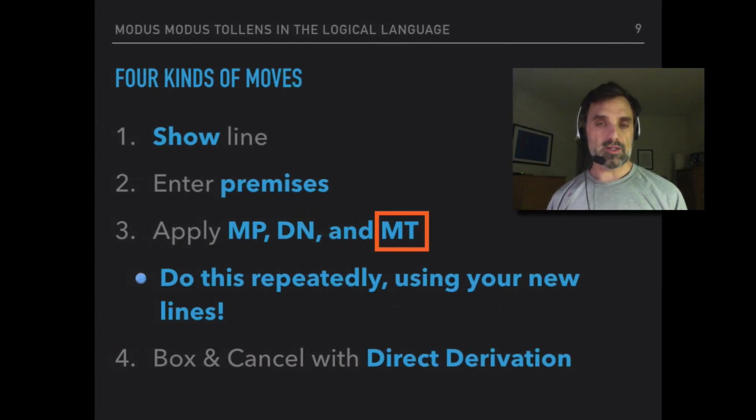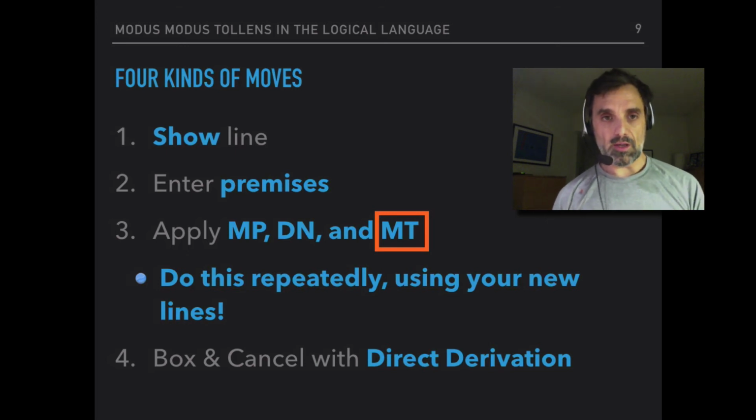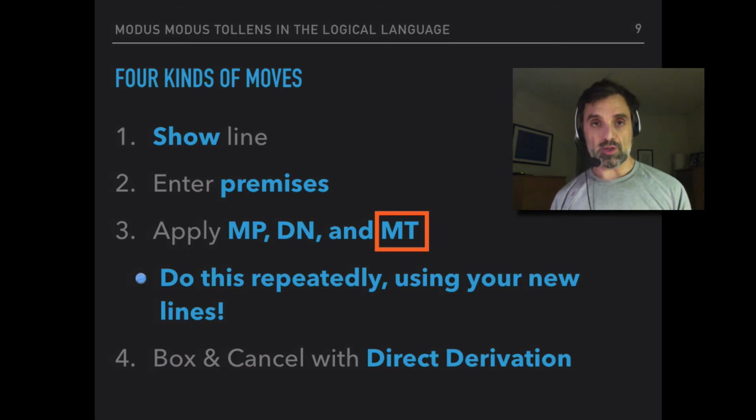So our strategy has now evolved a little bit. We now have four kinds of moves. The first thing you want to do is introduce the show line. That's the same. The second thing you want to do is enter premises. That's the same. The third thing is a little different. We're going to apply MP, but we're also using DN, which we learned about last unit. And now we're also going to use MT. And we're going to need to use all three of these in any given derivation. We might not use all three of these, but you want to be ready to use any of them.